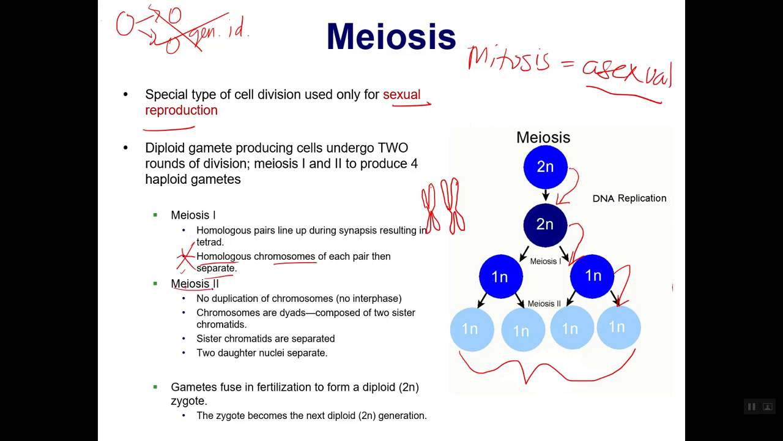In meiosis 2, there's no duplication of chromosomes like there was before the first round of meiosis. So chromosomes are considered a dyad. They have 2 sister chromatids. Di meaning 2. I can't figure out how to erase that still. Oh well. Dyad. The sister chromatids are going to separate. This is just like mitosis. And we have 2 daughter nuclei that will separate. Lastly, the gametes can fuse in the process of fertilization to restore the diploid number and go on to give the ingredients to the next generation.